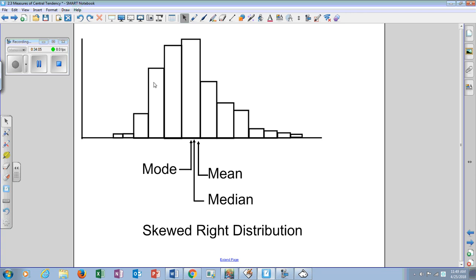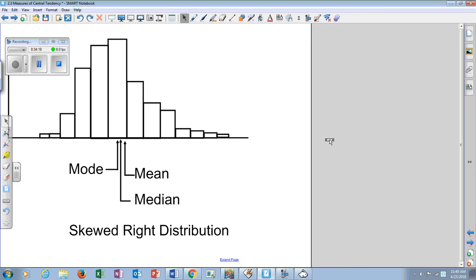This is about the same exact thing, except that when you look at it, this data goes off to the right, which makes it skewed right because of the tail. So always just look for where the tail is in questions like this.